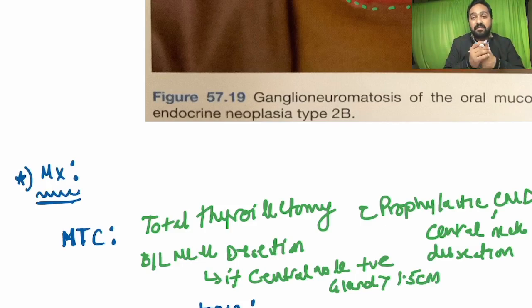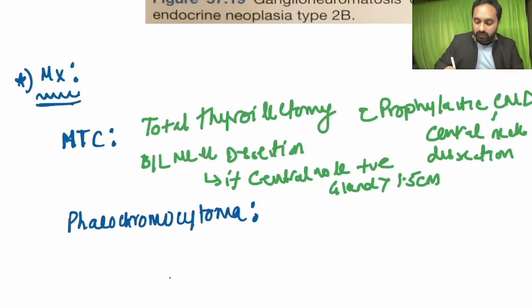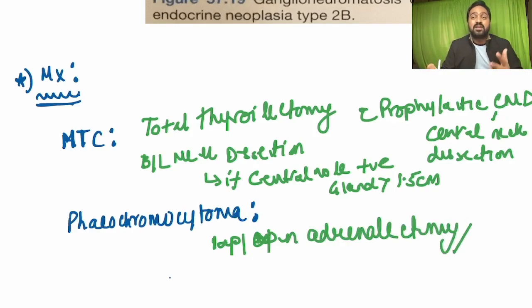So in case of medullary thyroid carcinoma, please remember it would be total thyroidectomy along with neck dissection. You would generally require a bilateral neck dissection if the central nodes are positive and the gland is measuring more than 1.5 centimeters. Now in cases of pheochromocytoma, you would need to do a lap or open adrenalectomy. Right, the parathyroid over here usually does not require any treatment.